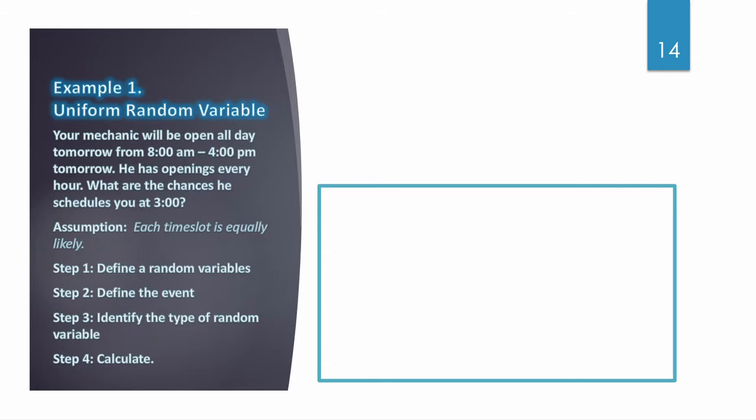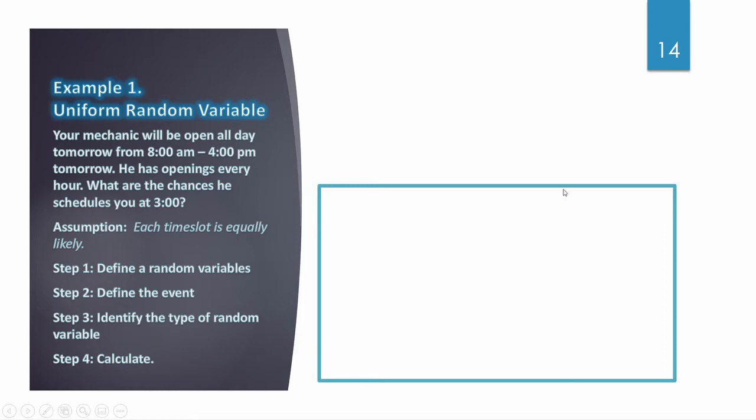Now, because we're going to say that they're open every hour with no other possible appointments during those time slots, it's reasonable to assume that each outcome is equally likely. That seems like a great match for our uniform random variable, where we have more than 2 outcomes and every outcome is equally likely. So how we're going to think about this is with these 4 steps.